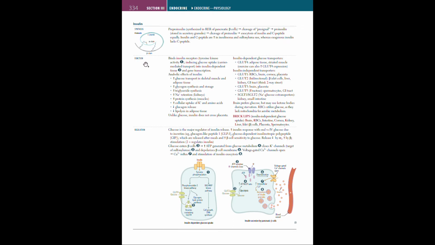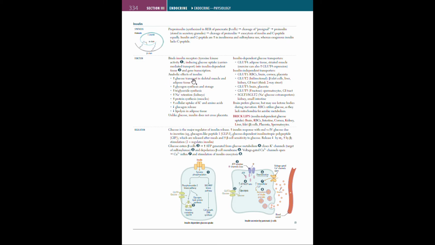Its function: it binds to insulin receptors, which have tyrosine kinase activity. Here you can see insulin binding leads to tyrosine phosphorylation and kinase activity, inducing glucose uptake through carrier-mediated transporters. This causes an increase in uptake of glucose into insulin-dependent tissue and gene transcription.